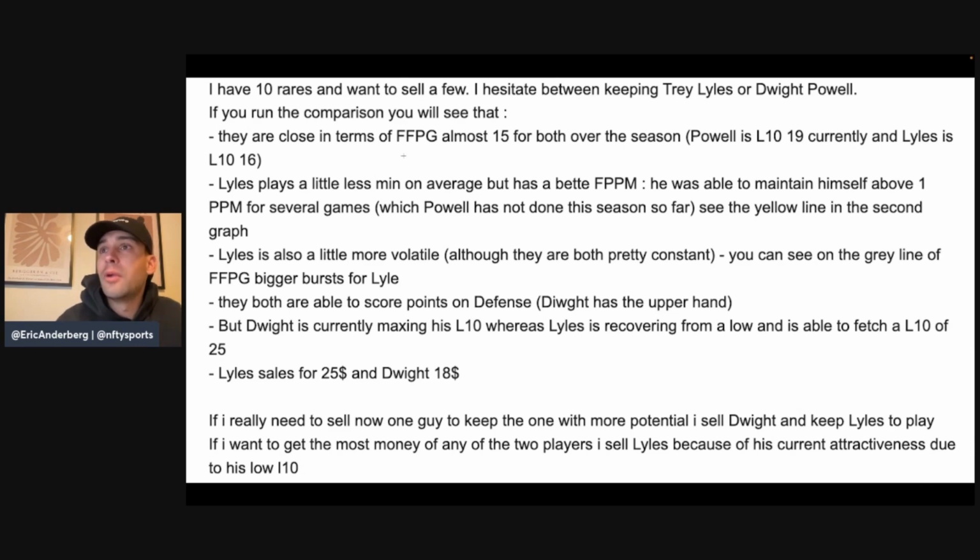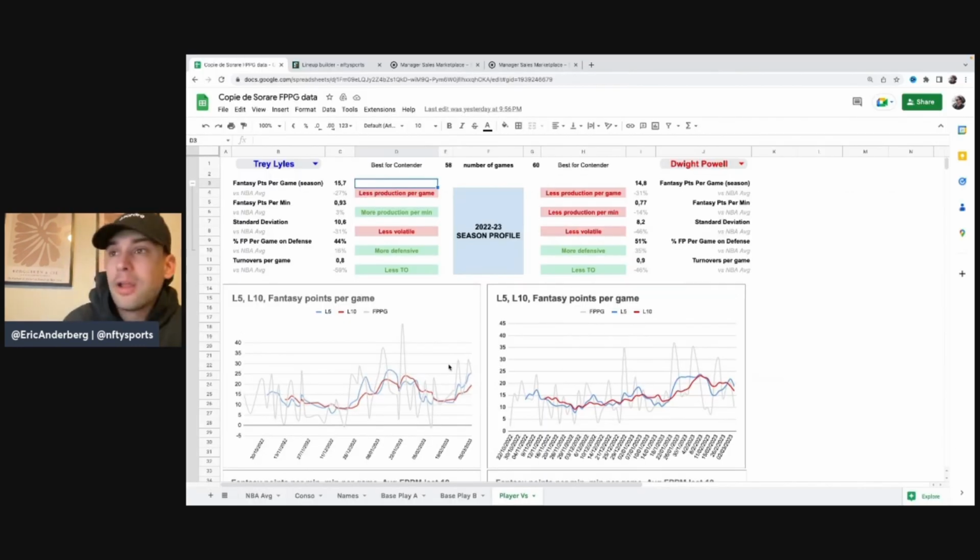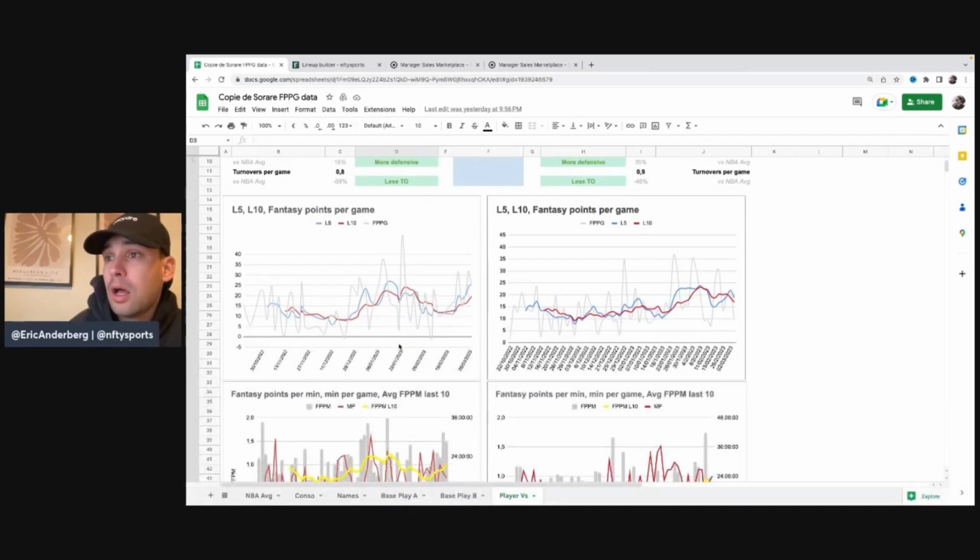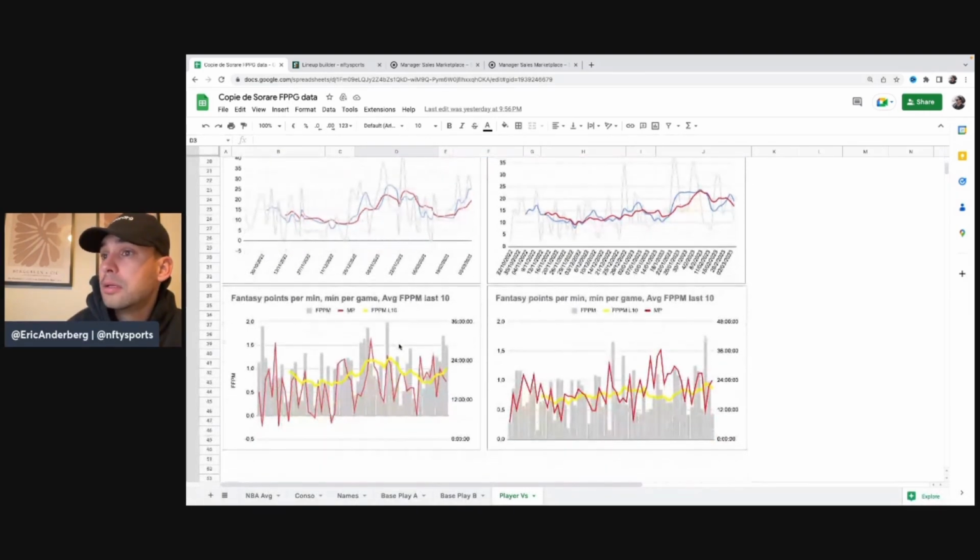Back to the chart, and I'll break it down for you. Here they are. Here are their charts. You can see last 10, last 5. The difference between those trends, the fantasy points per game based on what their maximum potential scores were. Lyles had a massive game. You can see with that peak right here. And then a couple of good ones over here from Dwight Powell. You can see the progression on their L10 to kind of see where it's going, which is something that you cannot see on Sorare data.